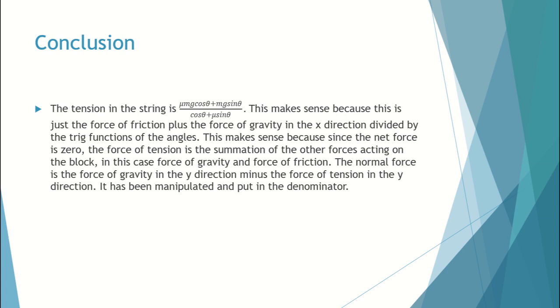This makes sense because this is just the force of friction plus the force of gravity in the x direction divided by the trig functions of the angles. This makes sense because since the net force is 0, the force of tension is the summation of the other forces acting on the block. In this case, force of gravity and force of friction. The normal force is the force of gravity in the y direction minus the force of tension in the y direction. It has been manipulated and worked around, and I think part of that is what is in the denominator currently. So yeah, thank you.